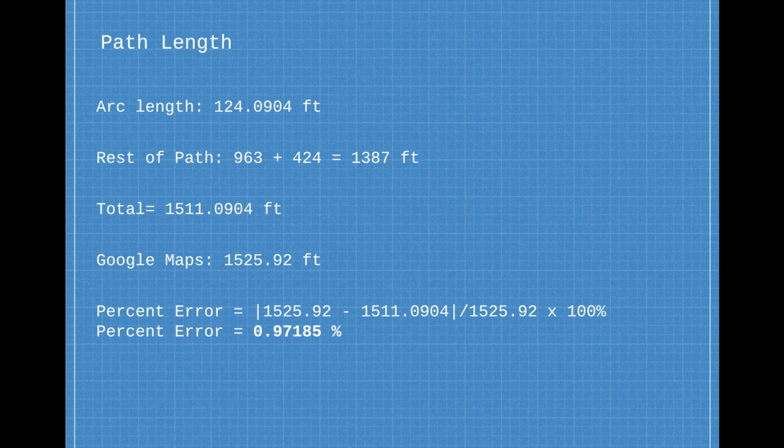So this proves that the arc length formula was actually a pretty accurate way of measuring the parabolic part of the path.